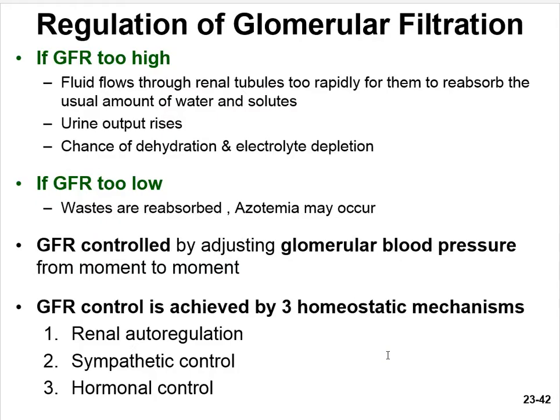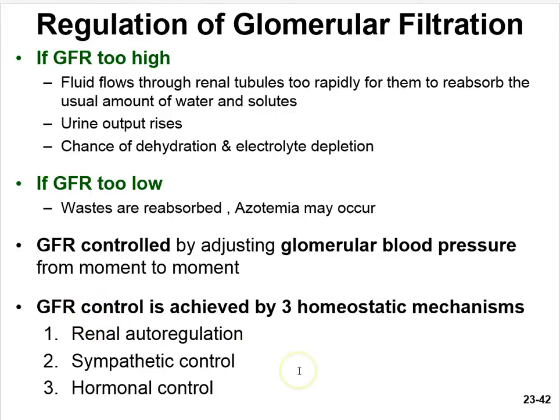If GFR is too high, then fluid flows through the renal tubules too rapidly for them to reabsorb the usual amount of water and solutes, so the urine output rises. But then there's a chance of dehydration and electrolyte depletion. If it's too low, then wastes are reabsorbed and azotemia might occur. So GFR is controlled by adjusting the glomerular blood pressure from moment to moment.